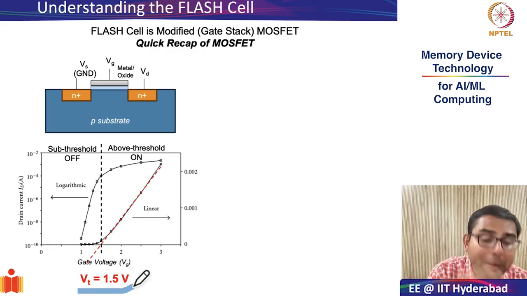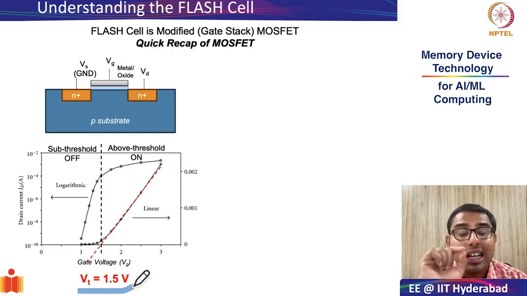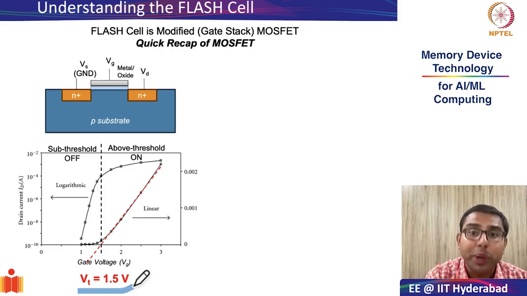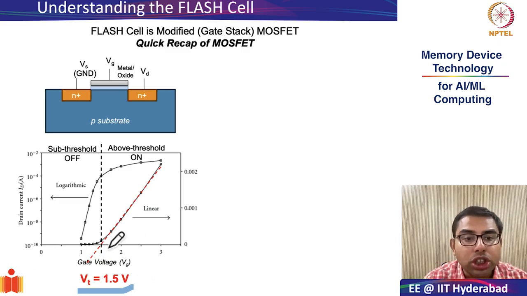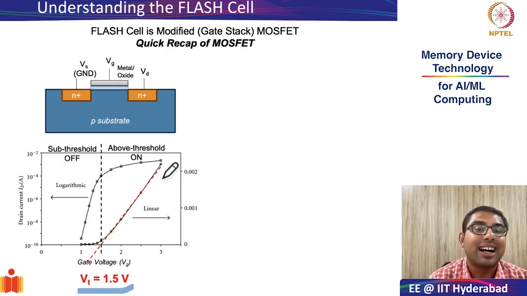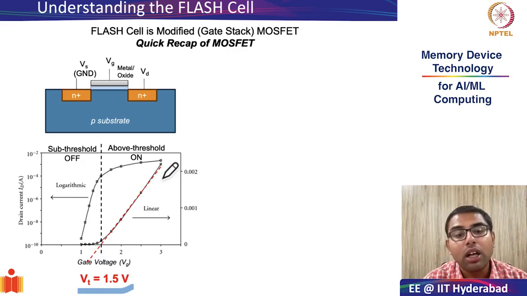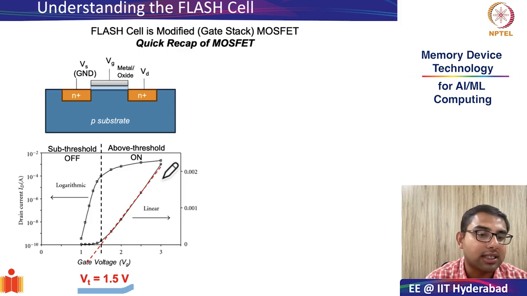So I hope to repeat it once again for you. The transistor can be switched on, in this case this NMOS, when you increase the gate bias from, let's say, 0 volts to roughly 1.5 volts. We see that there is a sudden shoot up of the current, and this transition is known as the threshold voltage of the transistor. The gate voltage where this transition occurs from off state to on state is known as the threshold voltage of the transistor.